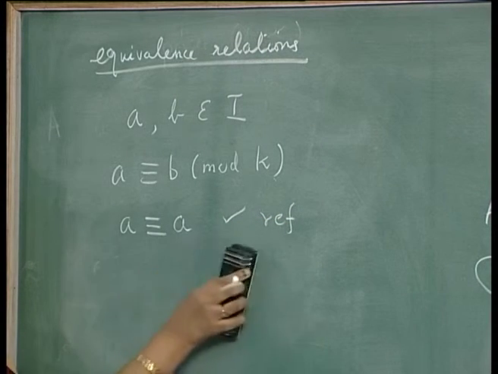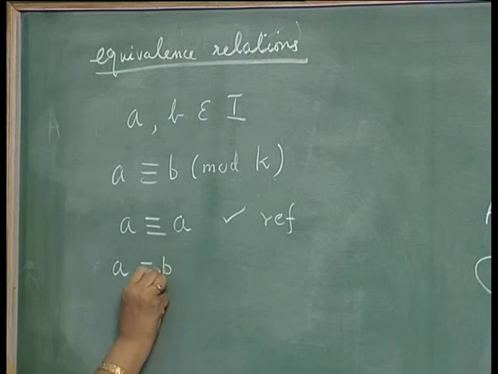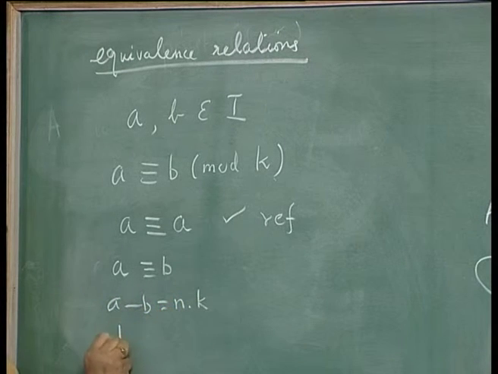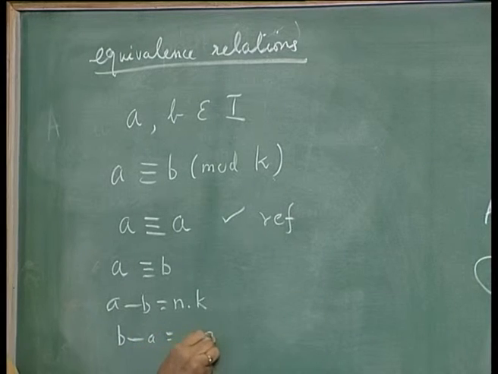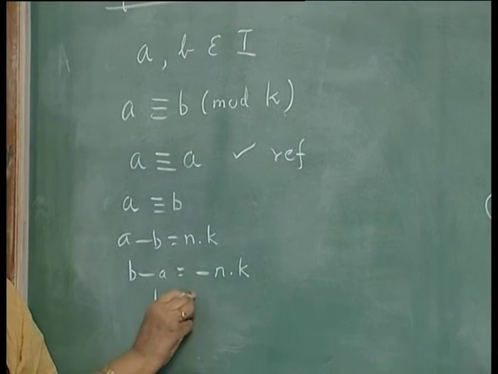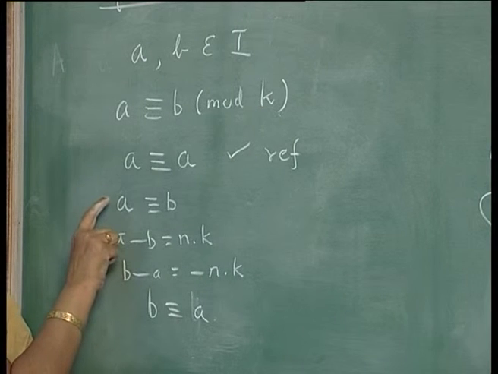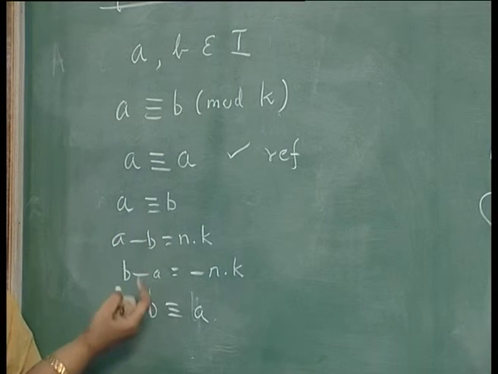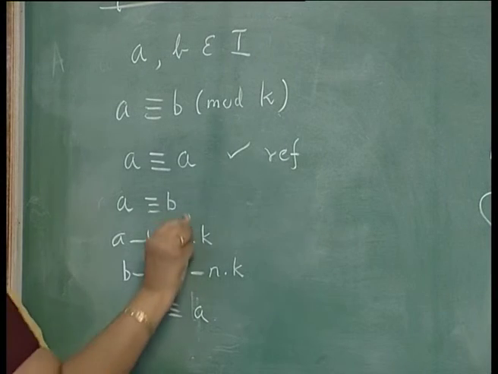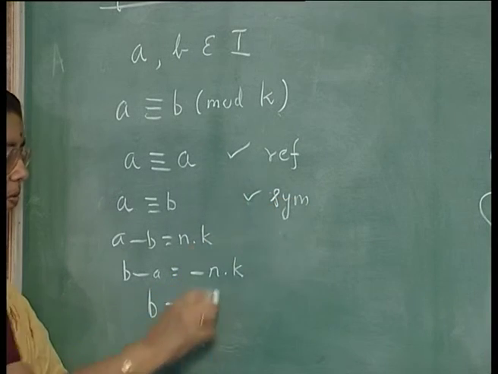Then what about the symmetric property? If a is equivalent to b, a minus b will be some n times k. So, what can you say about b minus a? It will be minus n times k. Because this holds, b is equivalent to a. Or in essence, a and b leave the same remainder, b and a leave the same remainder when divided by k. So, the symmetric property also holds.